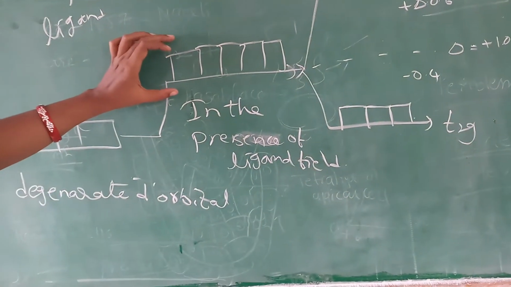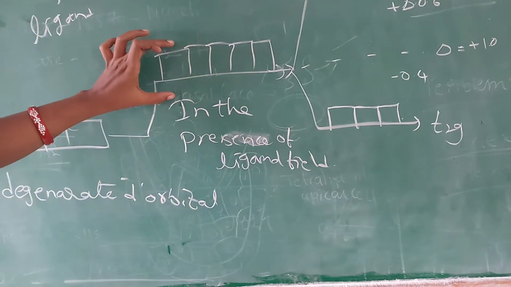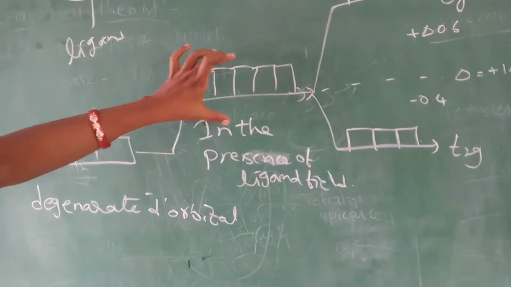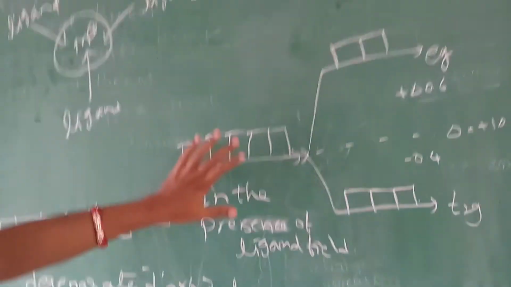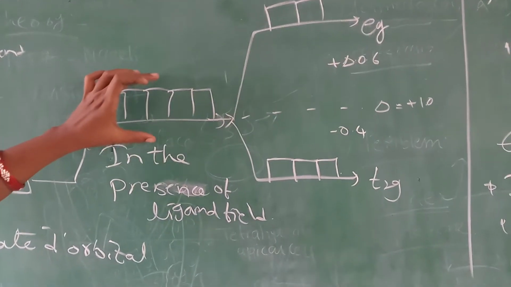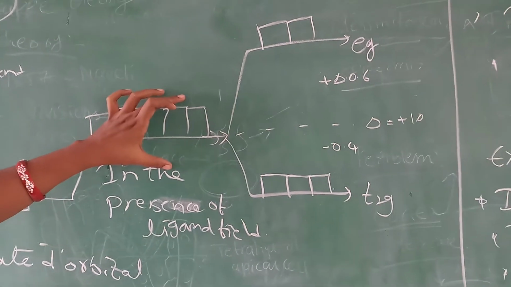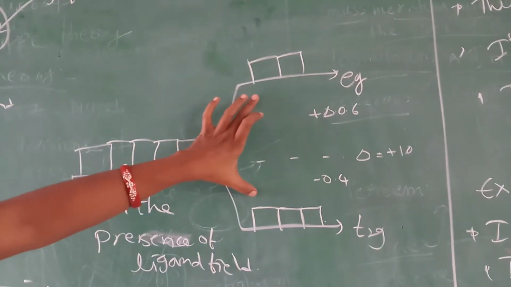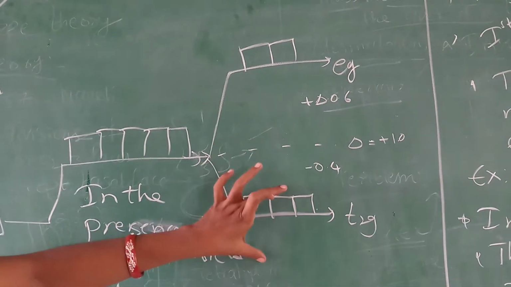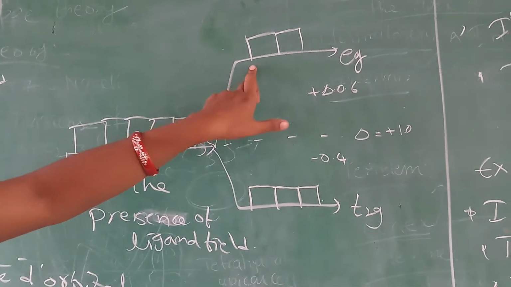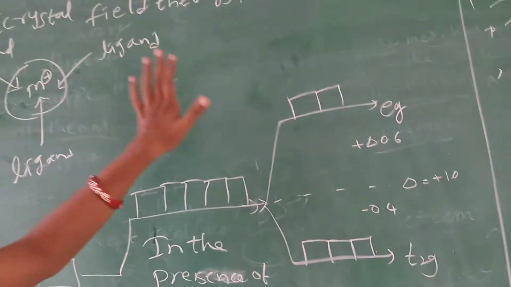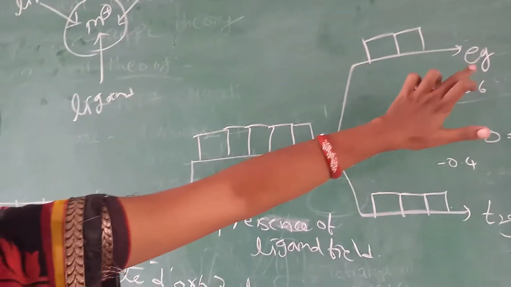In the presence of the ligand field, the degeneracy of the d orbitals is lifted. When the ligands approach the metal ion, the d orbitals are split into two energy levels, a higher energy level and a lower energy level. Which orbitals go to the higher energy level? The orbitals which are present along the axis go to the higher energy level.